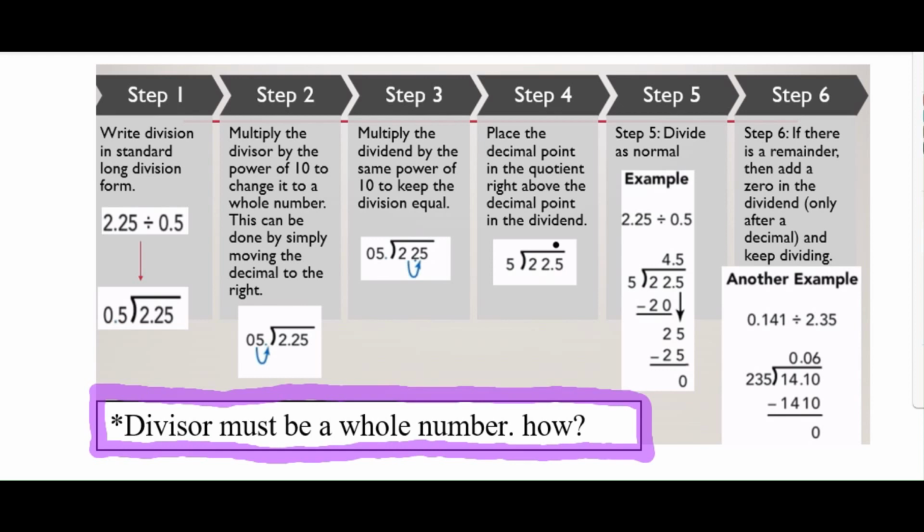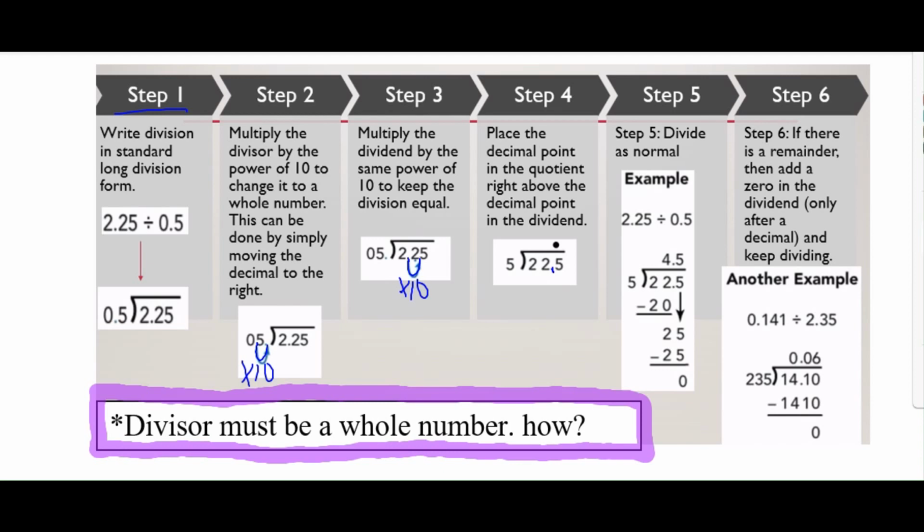So you want to write it in standalone division. This is step number 1. Multiply the divisor by a power of 10. So you want to change this divisor into a whole number, so the decimal point was moved 1 time to the right. And then you want to multiply the dividend by the same power of 10. So I want you to put times 10 right here. Since we multiplied the divisor by 10, we have to multiply the dividend by 10 as well. So our new decimal point is between the 2 and the 5 and not between the 2 and the 2.